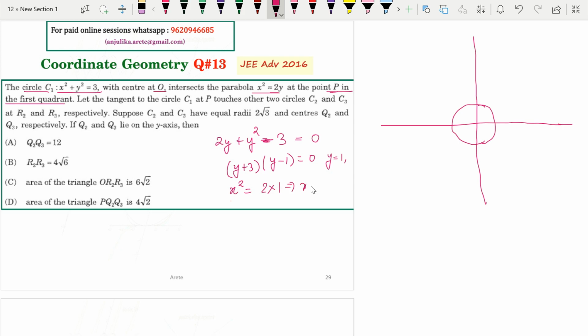So you get x to be root 2. Positive root 2 because they are looking for a point P in the positive quadrant. Okay, so this is your point P with x coordinate root 2 and y coordinate 1. It's the intersection point of the circle and this parabola.